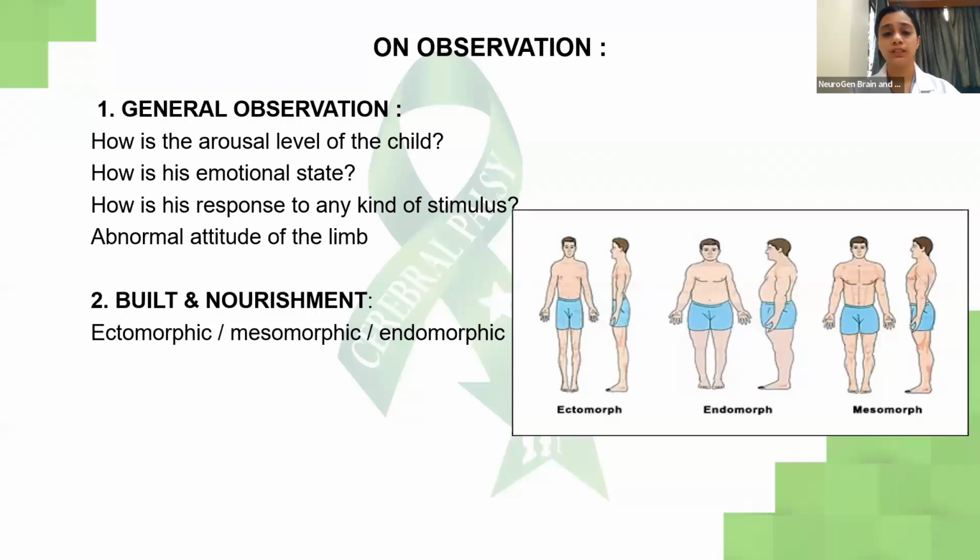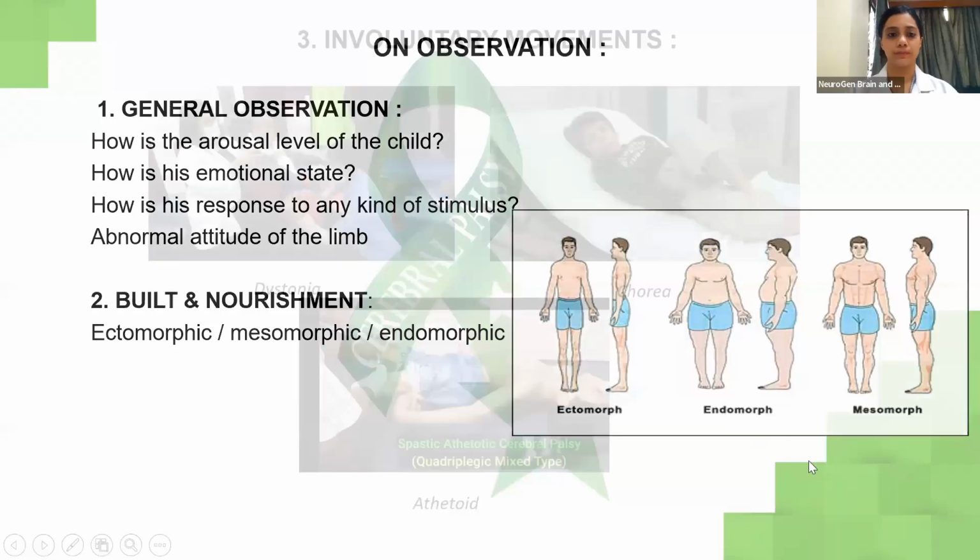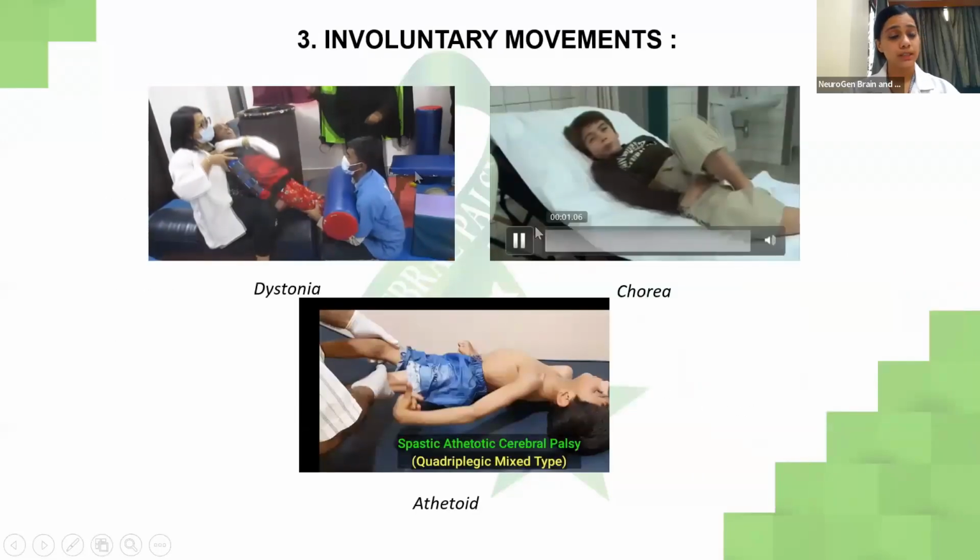Then abnormal attitude of the limb: whenever you see that child, what attitude the child's limb has needs to be mentioned. Built and nourishment, meaning how is the child's built, if it's ectomorph, endomorph, or mesomorph. Then involuntary movements are important.